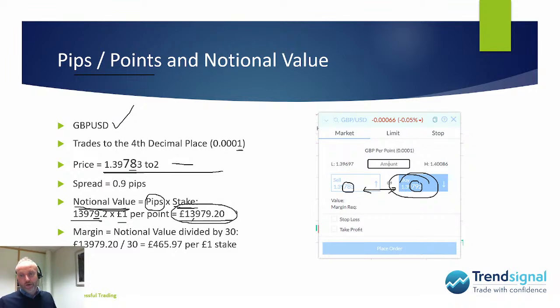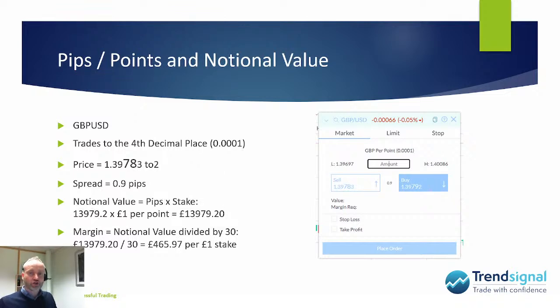Okay. Now, in terms of the margin required, or the capital you need on your account to do that, remember Forex trades at 30 to 1, right? So we just simply take the value, remember, like our house price, the value of a house, 100 grand or whatever it was, divided by the 30 here, the margin requirement, the ratio, divided by 30. So 13979.2 divided by 30 means that we would need £465 on our account in order to place this trade.